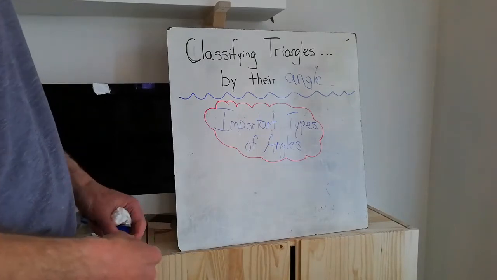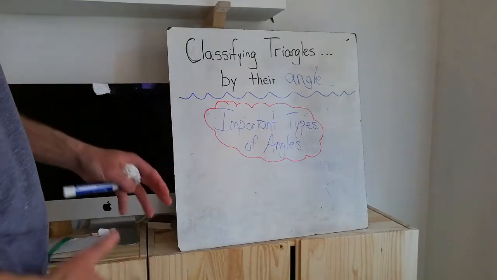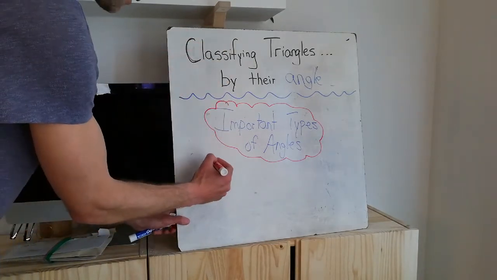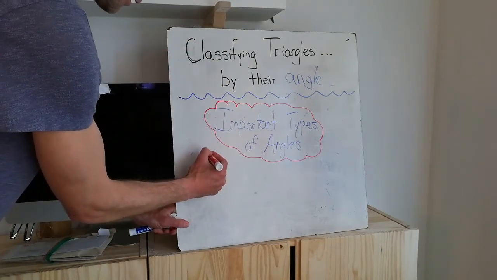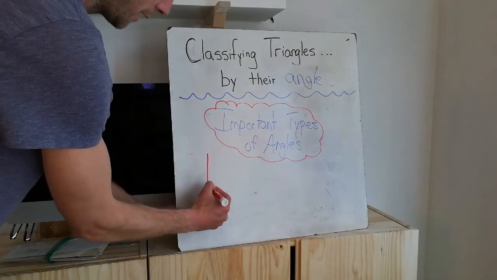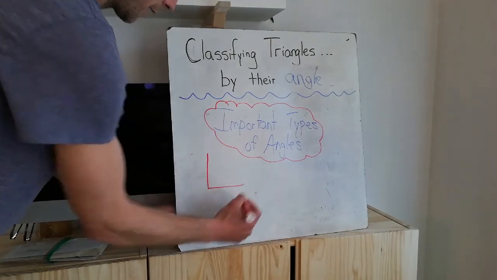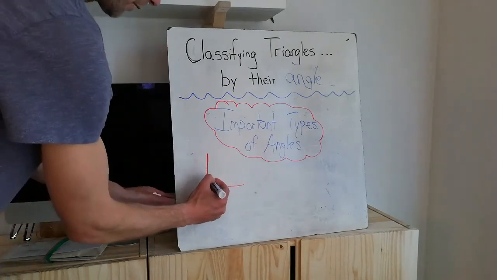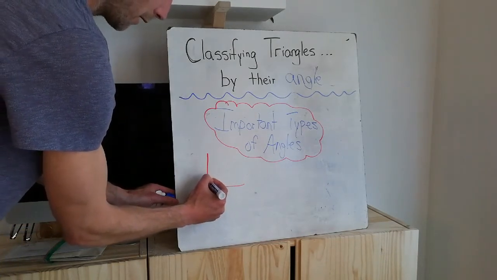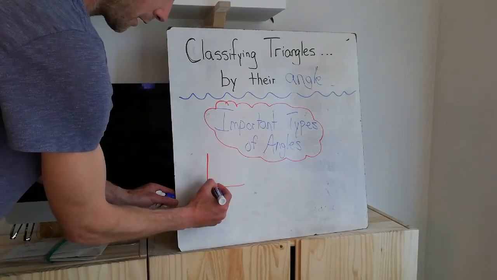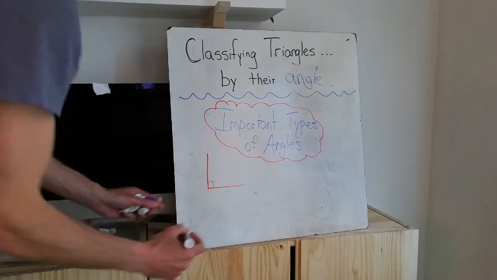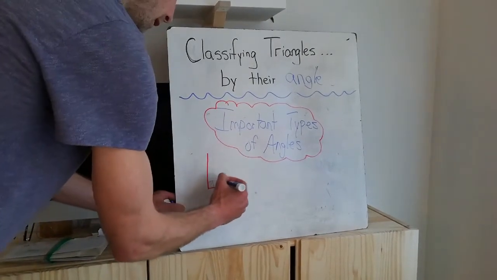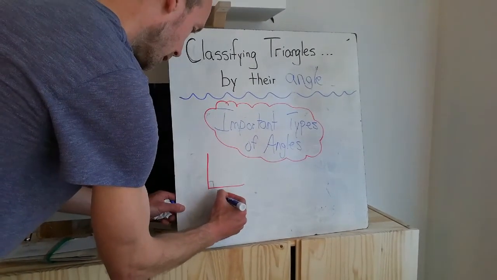Okay, so this is important now. There are a couple of important types of angles that we're going to talk about. First, this is the one we've talked about a little bit before. If you have a line and it meets another line like this, this is the distance between the two lines right here. Sometimes it looks like a little box almost. This type of angle is called a right angle.